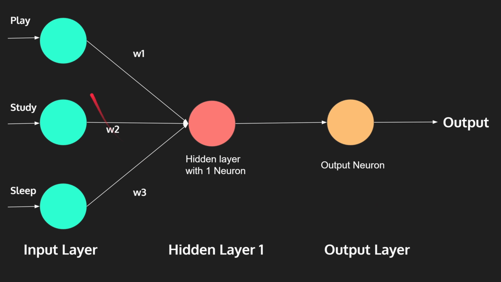And we have to multiply our input by something called weights. What weights are, they simply change how much the input affects our output, right? That's a simple way to think about it. And so we have to multiply play by weights, we have to multiply study by weights, and we have to multiply sleep by weights. And then we take the sum of those and we input that into our hidden layer with one neuron. Okay.